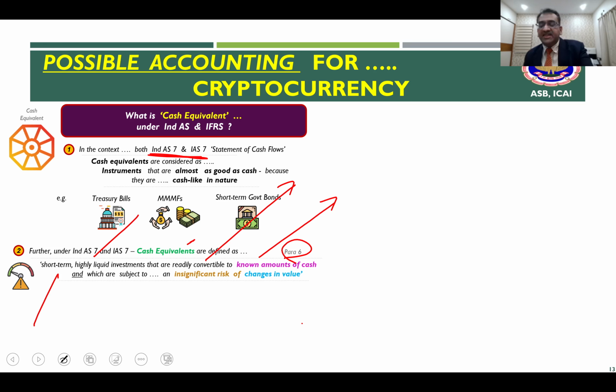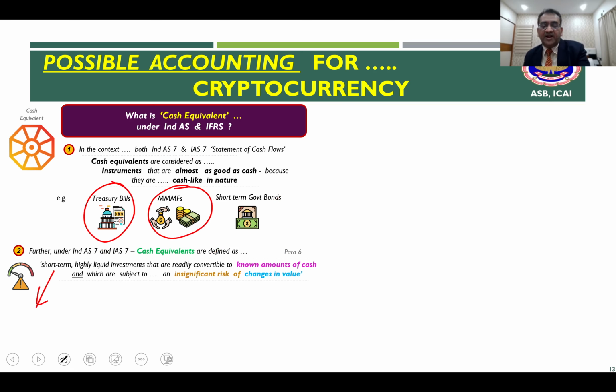So these are the attributes of a cash equivalent. First, cash equivalent by very definition has to be short-term. So these treasury bills, this money market mutual fund, and these short-term government bonds, these typically should be short-term. They should be highly liquid. If you want to encash them, they should be readily available, right? And the cash, you should be able to get it.